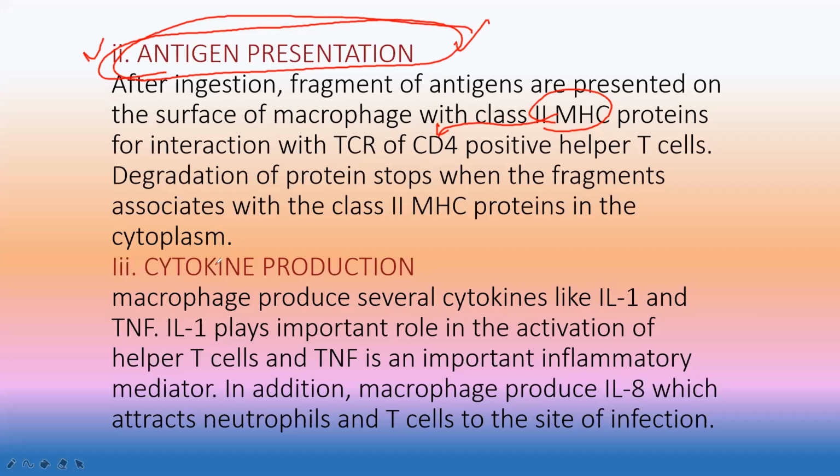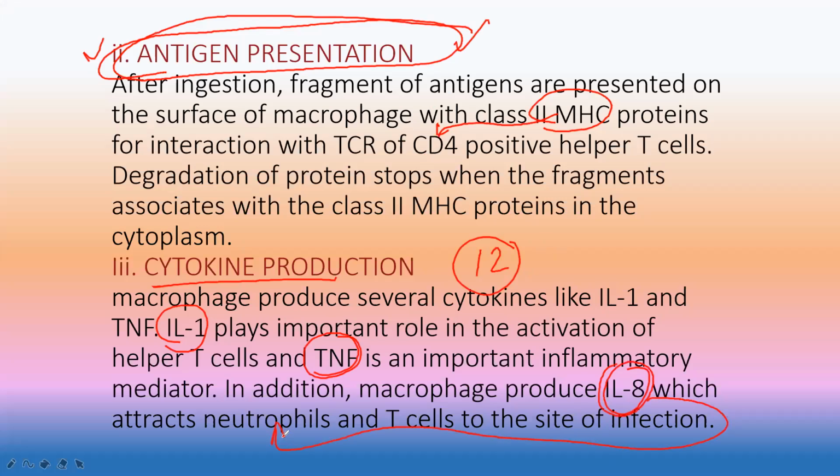What's the third function? Production of cytokines: interleukin 1 and tumor necrosis factor, and also sometimes interleukin 12, and also interleukin 8. They produce interleukin 8 just to attract the neutrophil for help, okay?